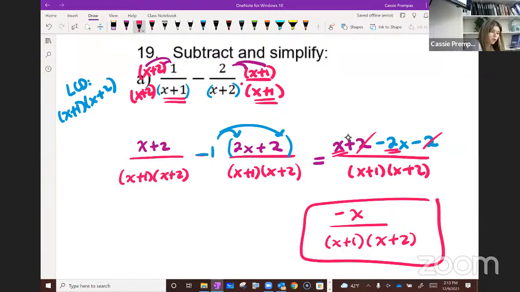Oh, because it's like taking 5 over 6 minus 2 over 6. What would be your answer? 3 over 6. So you just want to keep that denominator. Don't multiply them. It would still become 7 over 6. If it was multiplication, now it would be over 6 squared.